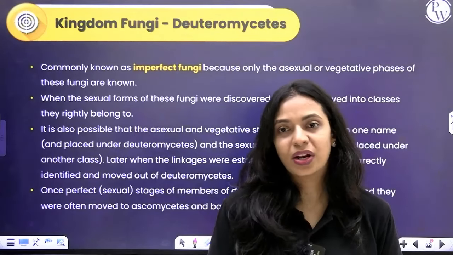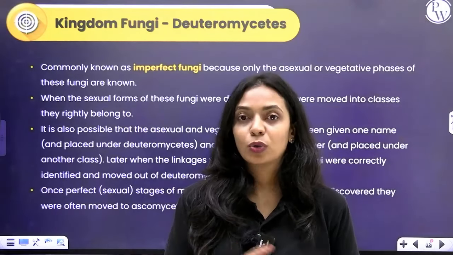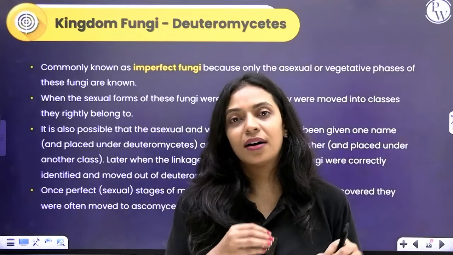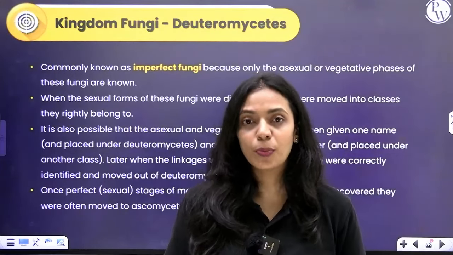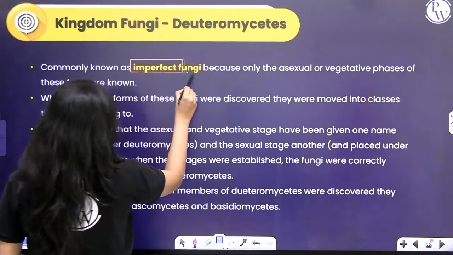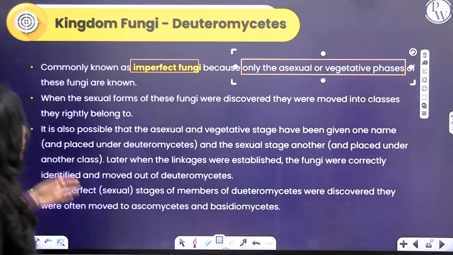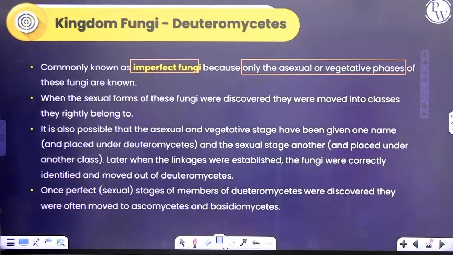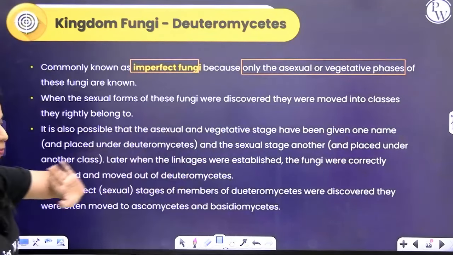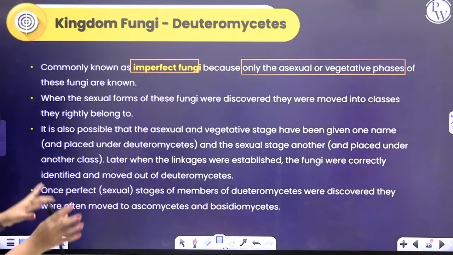Okay, so sometimes what happens is the same species will be grouped into 2 different groups thinking they are different species. Eventually when they find out, it will be moved back into the group that it belongs to. So they are commonly called imperfect fungi. The reason is because only the asexual or vegetative phase is known. When sexual forms are discovered, they will be moved into other classes. It is also possible that the asexual vegetative stage has been given one name and called one species, and the sexual stage is given another species. Later, whenever they make the connections, they will move it accordingly.